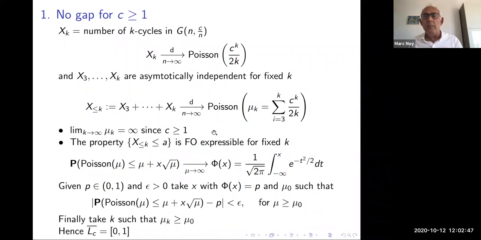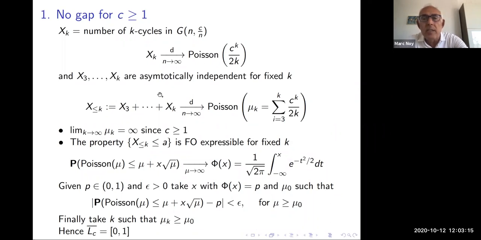Now, by the central limit theorem, since these are asymptotically independent, this converges to a normal law. So the probability that this is less than mu plus a deviation of order square root of n converges to the distribution function of the normal law. And this is a continuous distribution.